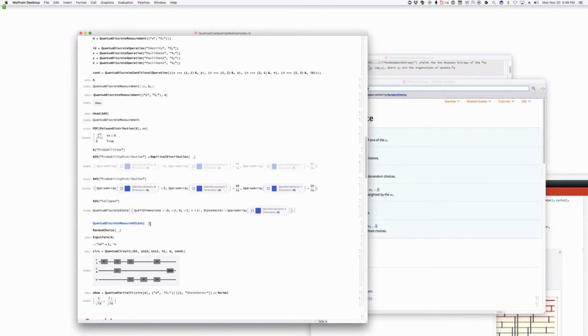By the way, somebody on the live stream points out this should be random variate, and they are absolutely correct. Go ahead.